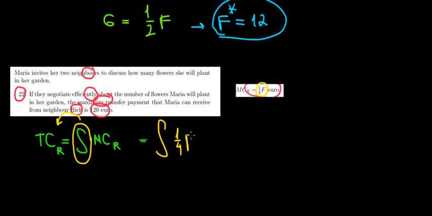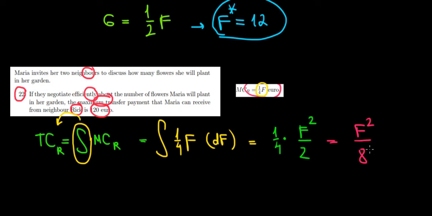Now, the integral of 1 over 4f, right? That's 1 over 4f, let's put here df as well. What's that going to be? Well, that's going to be 1 over 4 times f to the power of 2 divided by 2, and that's equal to 1 over 8 f squared. In other words, f squared divided by 8. So that will be the total cost for Rick.